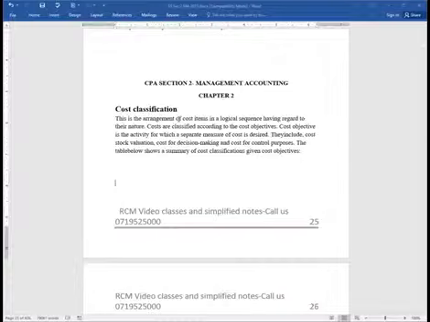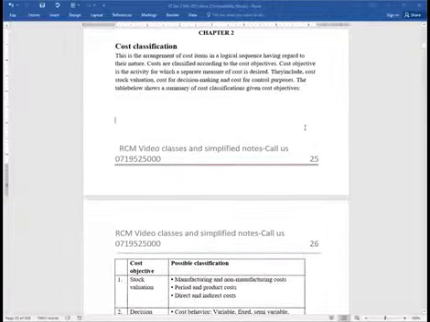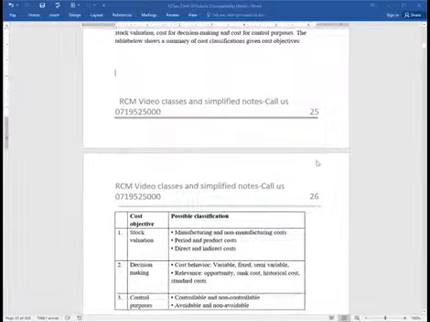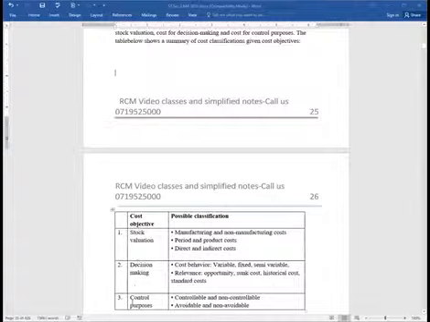Ladies and gentlemen, I would want to reiterate something here. A cost objective, a cost goal, is that activity whose cost you would want to evaluate as a standalone activity. So we shall be able to see further to this as we progress. So look at this. Cost objective: the first goal will be to carry out a stock valuation. We have decision-making, control purposes.